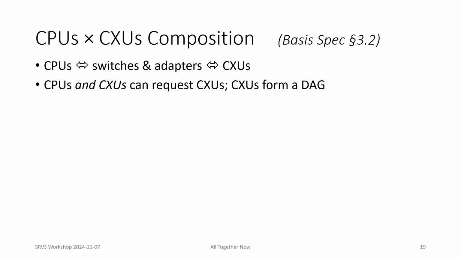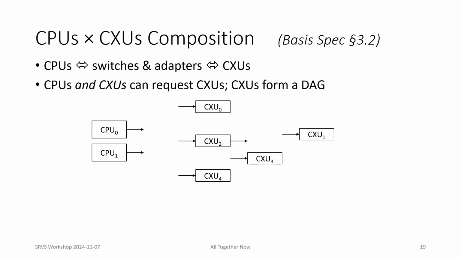The CXU-LI enables automatic composition of CPU and CXU complexes. Composition configures the CPU and CXU RTL modules with compatible parameter values, and then inserts switch and adapter CXUs to wire everything together. Since both CPUs and CXUs may issue requests upon other CXUs, the components can form a directed acyclic graph. In this example, there are 2 CPU cores. Each can issue requests to any of 5 CXUs. But here CXU3 is feature level 1, while the rest of the components are feature level 2.